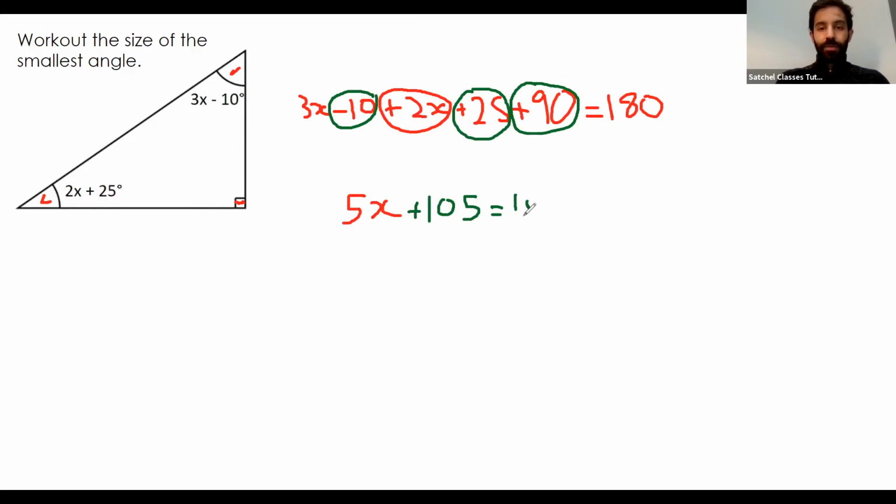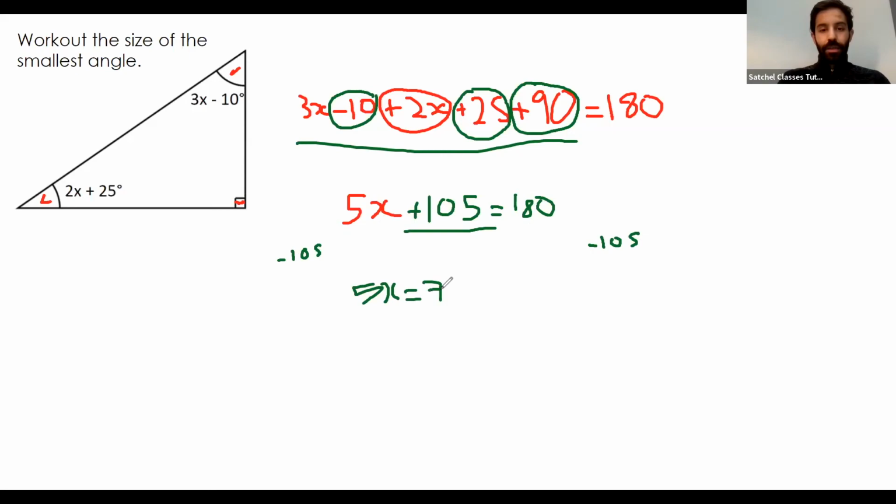So once we've simplified our variables up here, we'll end up with 5x plus 105, and we just need to bring down the 180. So this is equal to 180, and we just need to solve. So we want to get rid of the addition of 105. So I'm going to take 105 away from both sides. So 5x equals 180, take away 105 is going to be 75.